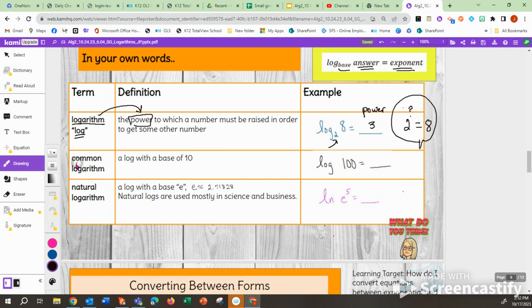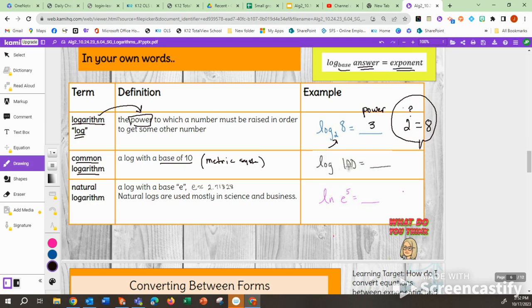We do have a common log, and a common log is any log that's in base 10. And so they usually don't write base 10. Base 10 is a very common base. The thing that I think about the most that we use base 10 for is the metric system.